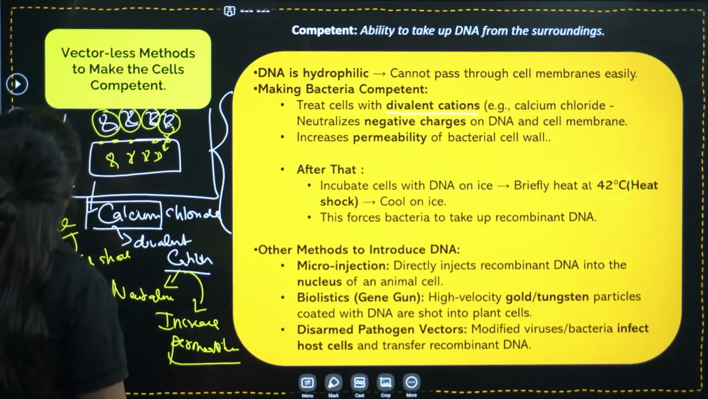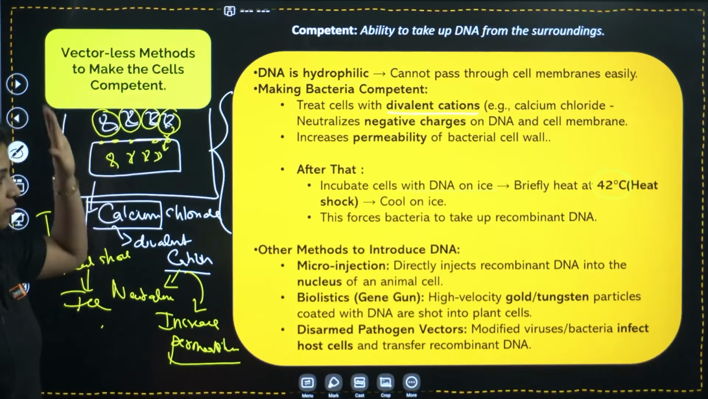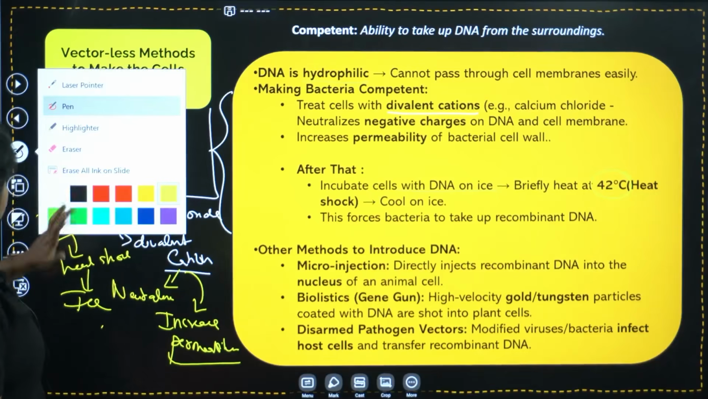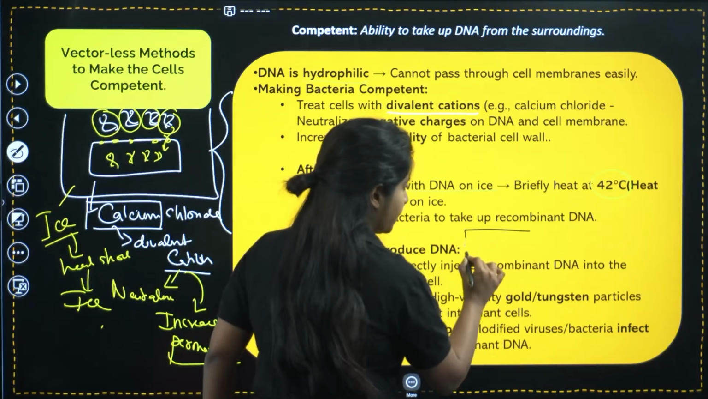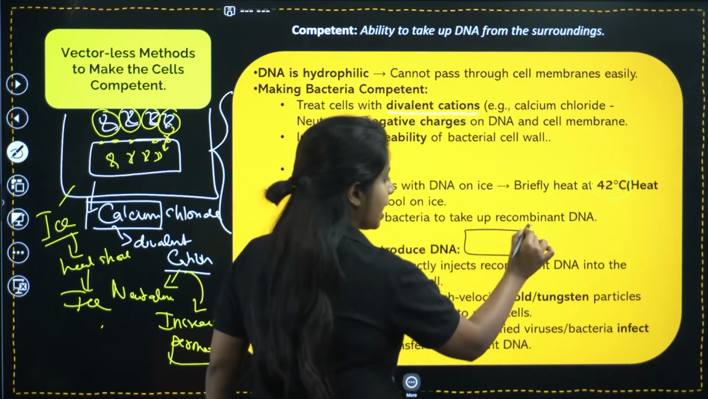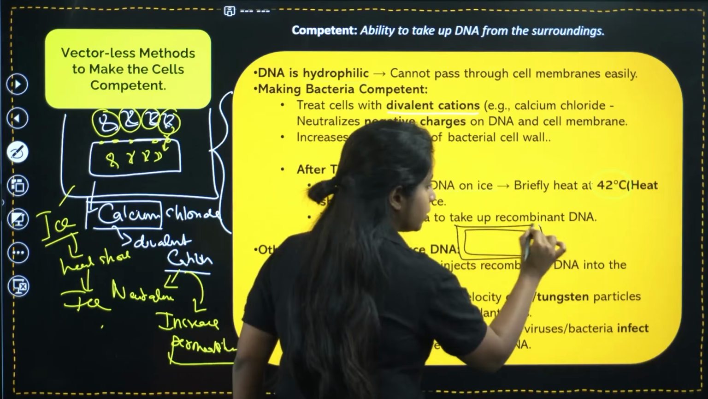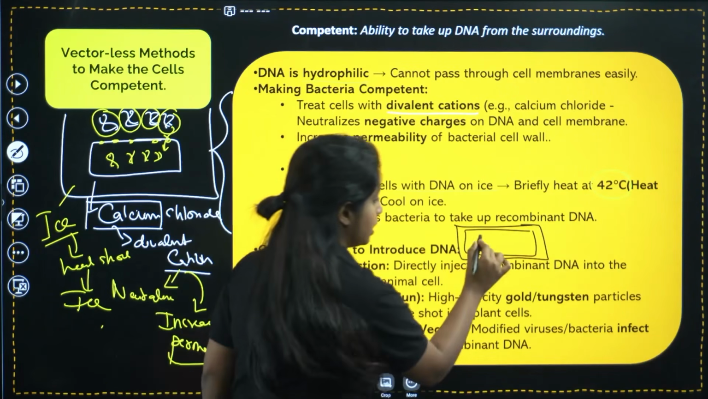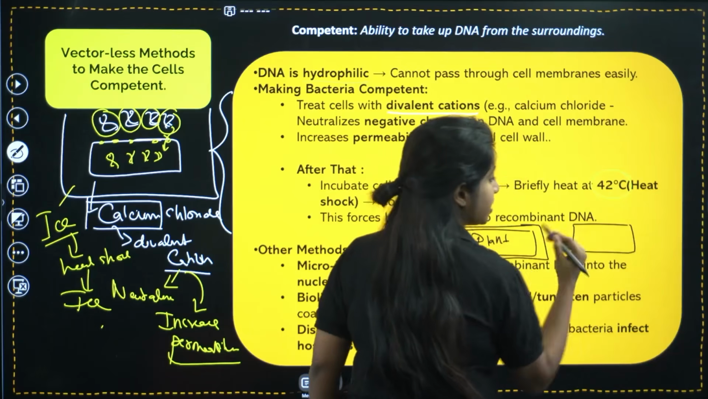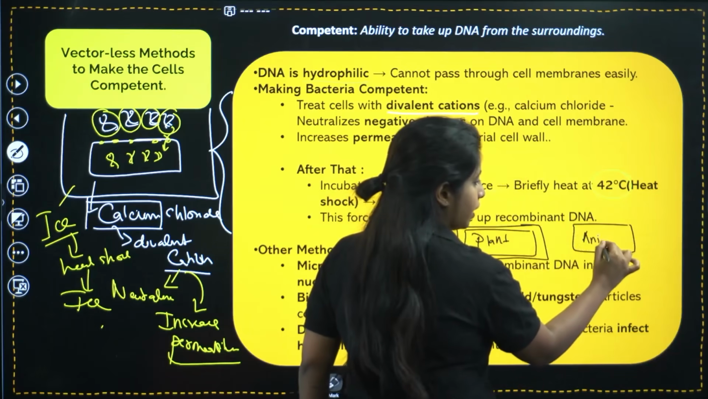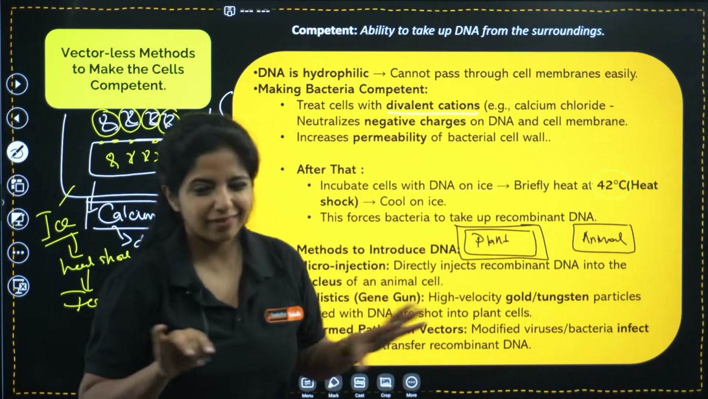Now, when you talk about the plant cell, listen to me carefully. A plant cell has a cell membrane and then it also has a cell wall. Agreed? This is a plant cell. Now, when you talk about an animal cell, it just has a cell membrane and that's all. So it is pretty much easy out there.